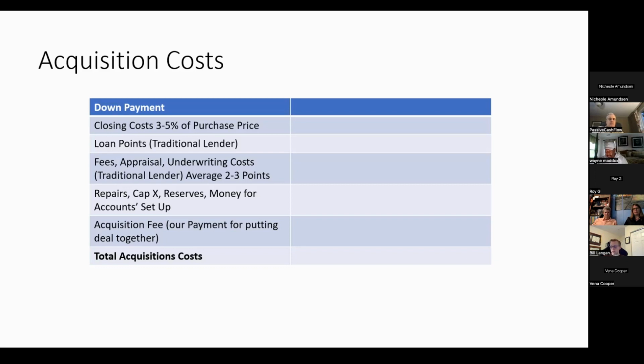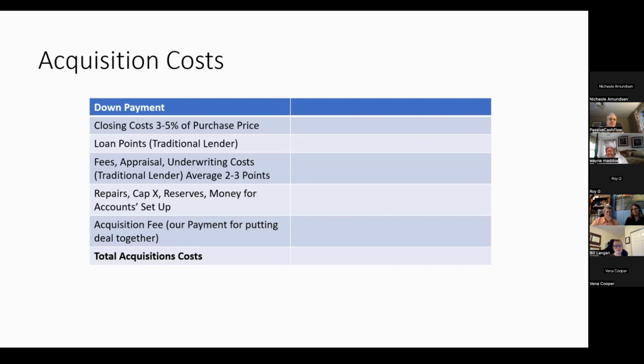You are going to have to bring in money for reserves, for CapEx, for setting up accounts. You're going to have acquisition fees, if whoever's setting up the deal gets some money for putting it together. All of that kind of goes into this.